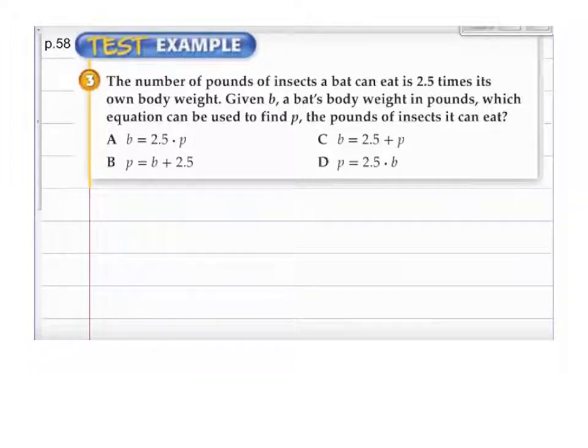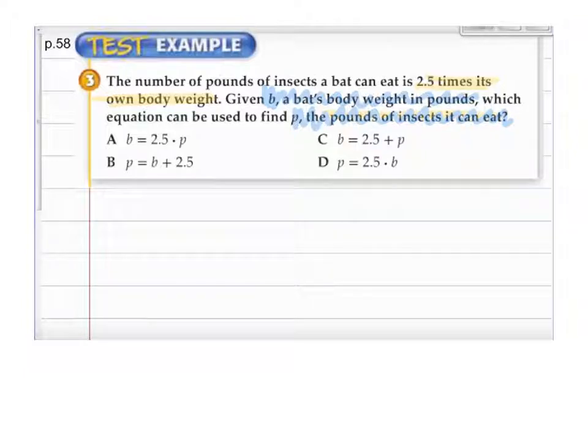So the number of pounds a bat can eat is 2.5 times its own body weight. That seems important. Given B, a bat's body weight in pounds, which equation can be used to find P, the pounds of insects it can eat? So in this one, we have two variables. I'm going to highlight those in blue. We have B, a bat's body weight in pounds, and P, the pounds of insects it can eat.